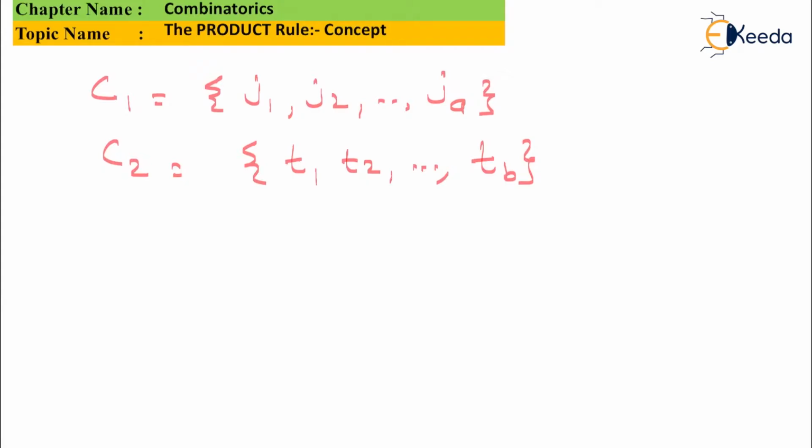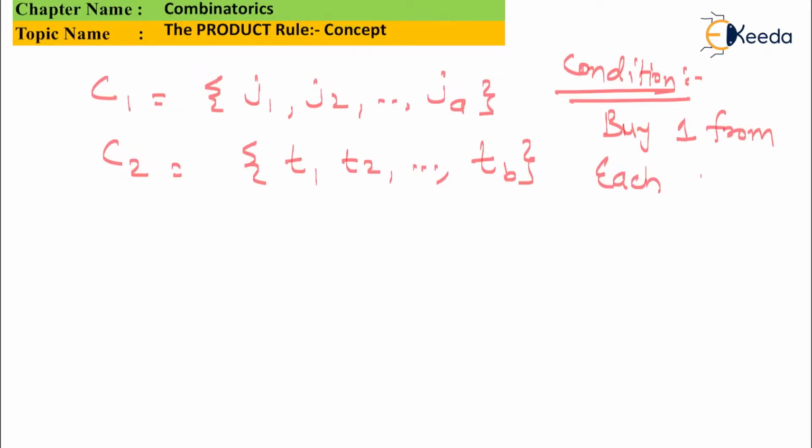Now this time you have a budget of buying two garments, but there is one condition: you have to buy one garment from each of the floors. That means you have to buy one garment from each of the shops. So the condition is: buy one from each. Mathematically, you have to select one choice from each of the choice sets. So now how many ways can you do the shopping?